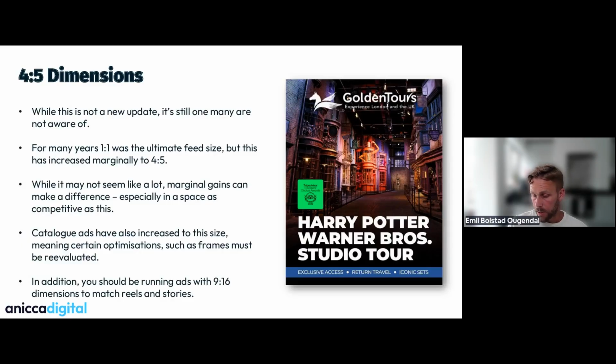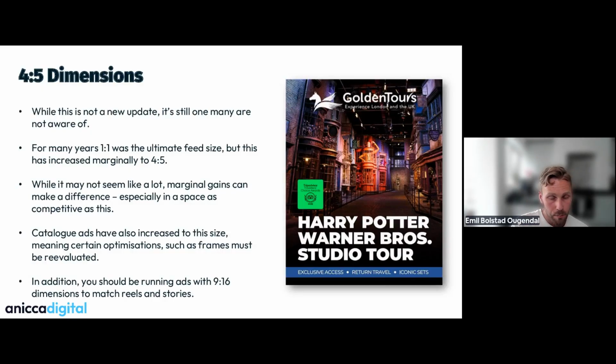And the last one is actually not a recent update at all, but it's one that people are still not aware of, and that is that 4:5 dimensions are now the ultimate feed dimensions on Meta and Facebook. For many years it was 1:1, so a square, but now it's increased slightly to 4:5. You might say that difference is so marginal, so who cares? But you've got to remember how competitive the industry is, the social media advertising industry.